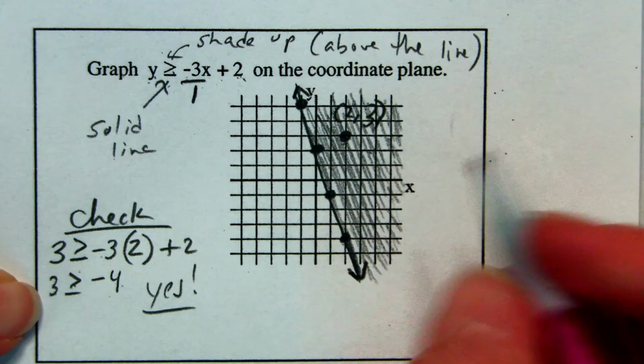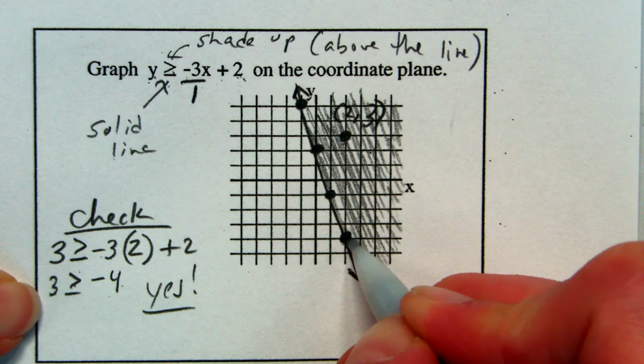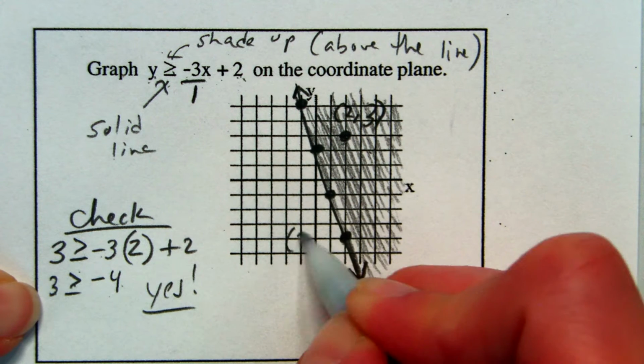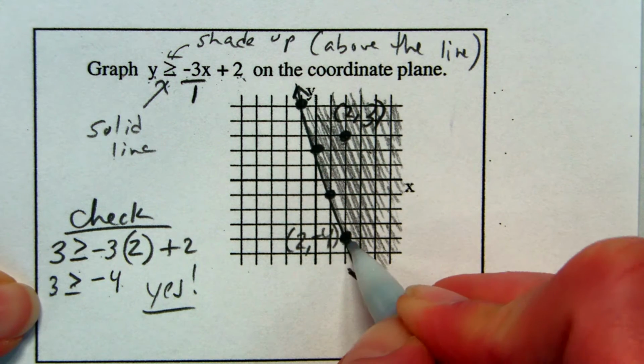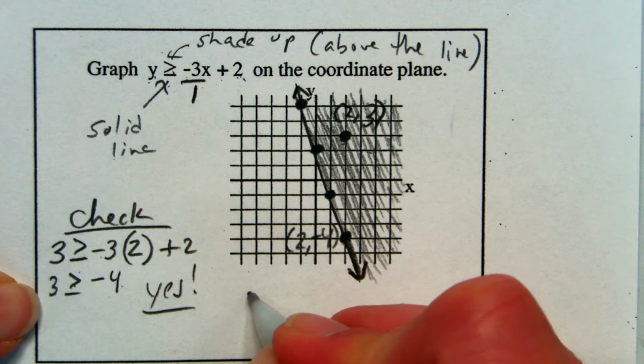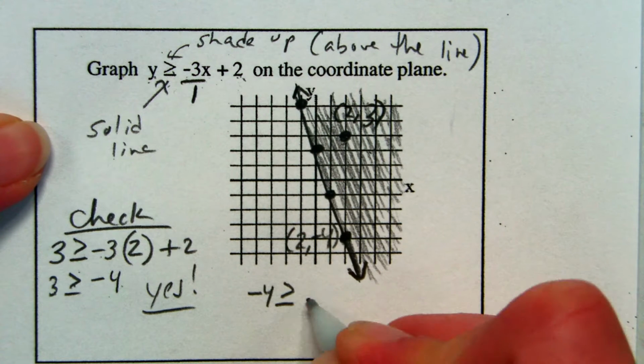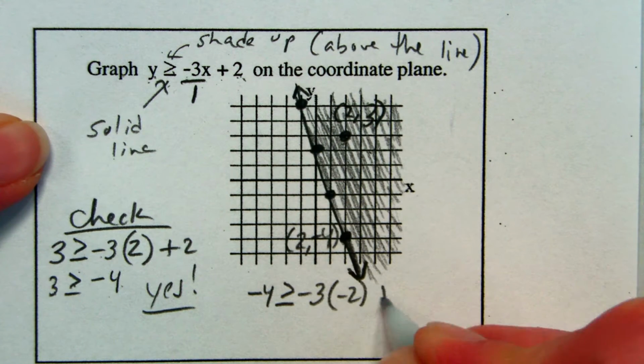So let's say I'm using this point right here, which would be 2, negative 4, and I put that in. So I could do negative 4 is greater than or equal to negative 3 times negative 2 plus 2.